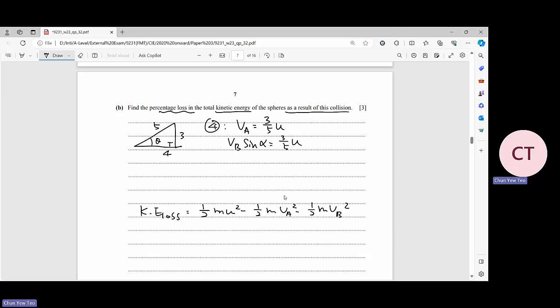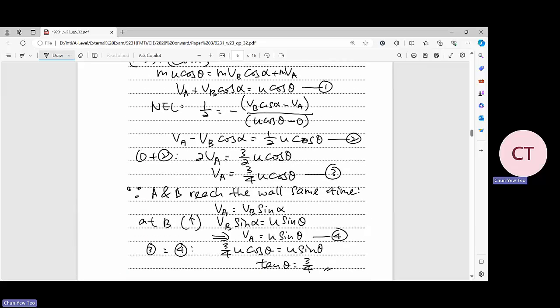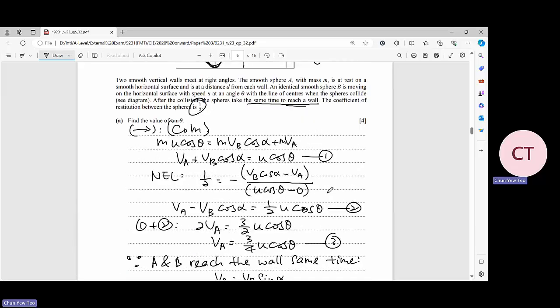I already have the VA, but I don't have the VB yet. I only have VB sine alpha, so I need to find VB cos alpha. So VB cos alpha equals to what? We need to search for what we have done just now. Where is the VB cos alpha? VB cos alpha is over here.